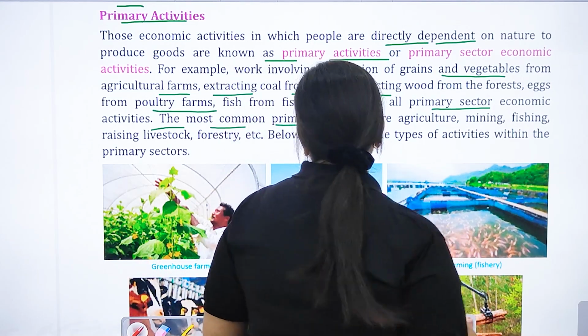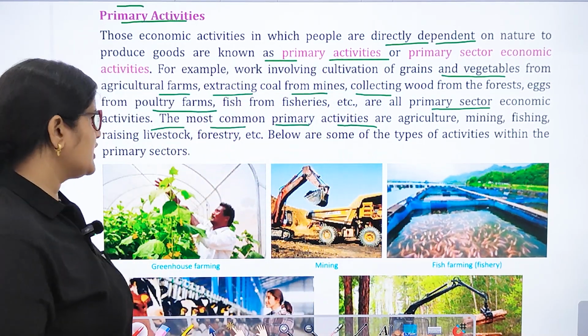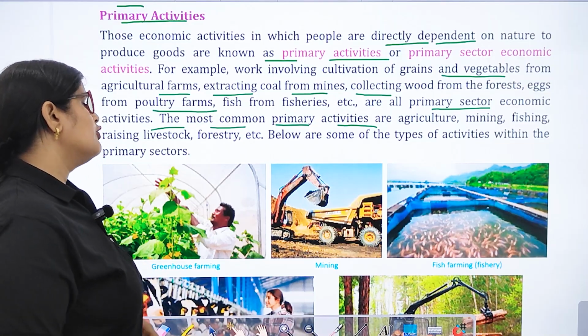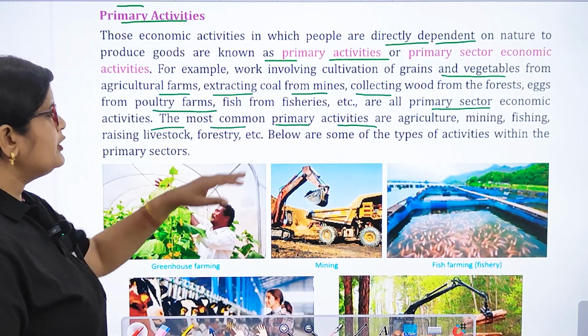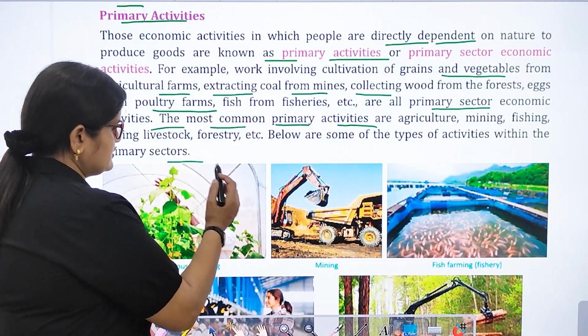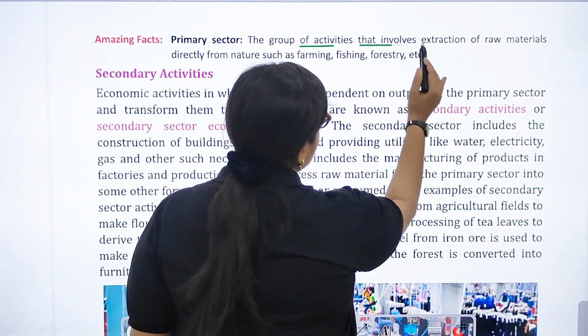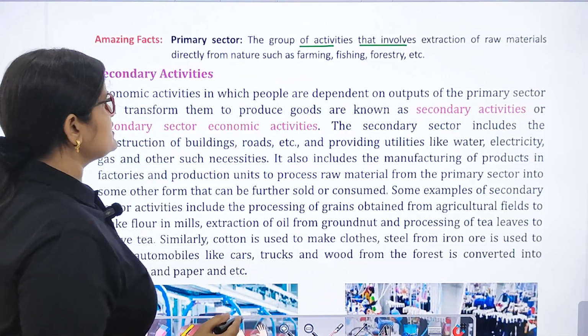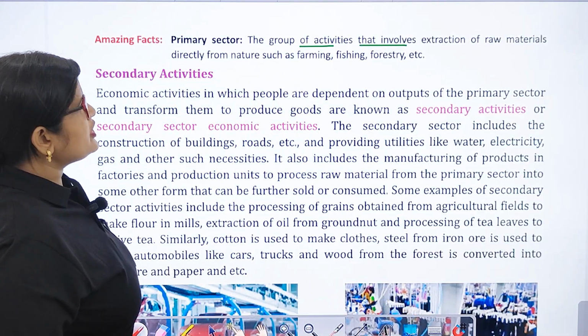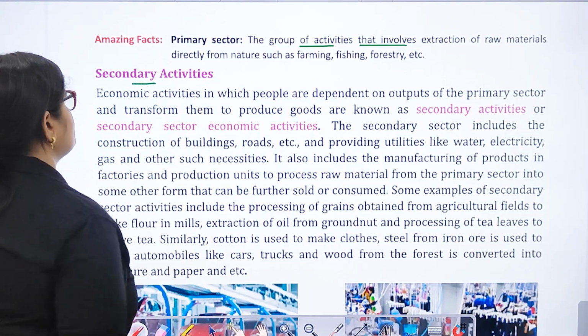So the most common primary activities are agriculture, mining, fishing, raising livestock, forestry, etc. Below are some of the types of activities within the primary sector. Amazing facts. So primary sector, the group of activities that involves extraction of raw materials directly from nature such as farming, fishing, forestry, etc. Secondary activities.